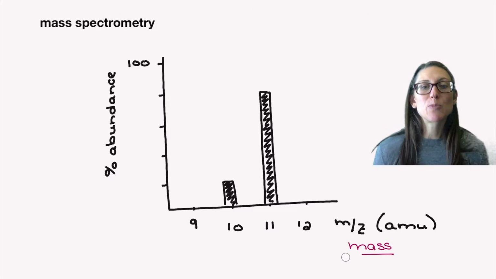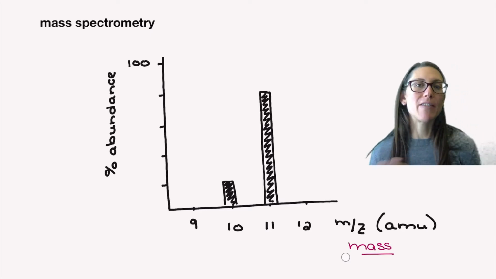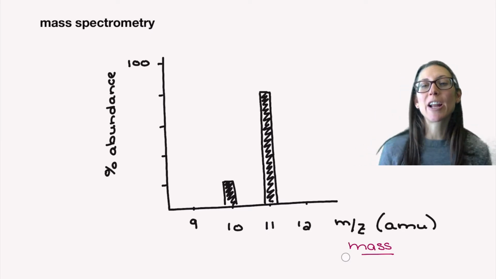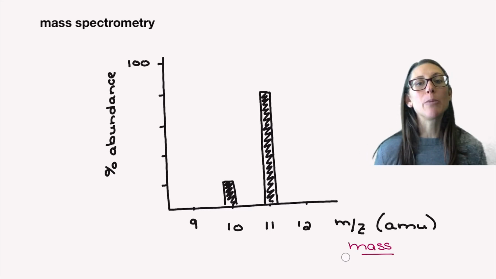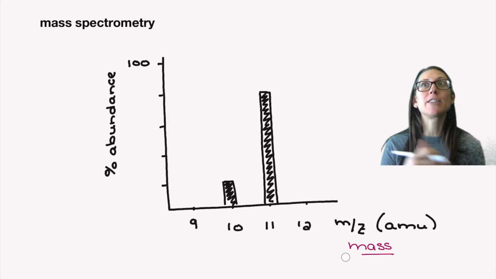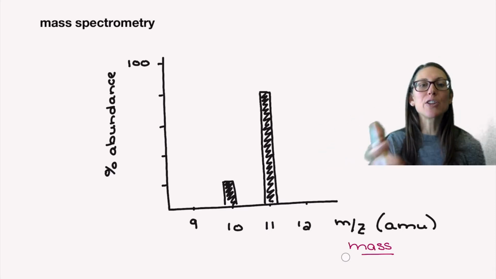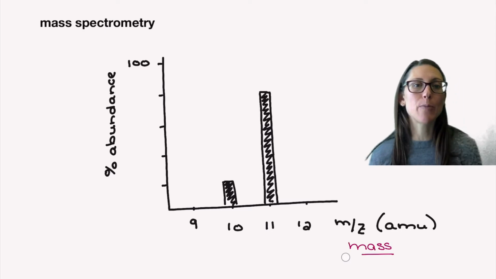The y-axis is percent abundance. So what percent of a sample of the particles have a given mass? These should add up to 100% as percents do. So when we look at a mass spectrum for an element, it tells us how many different kinds of atoms there are, so how many different masses there are of this particular element, and then what those masses are and their relative abundance.